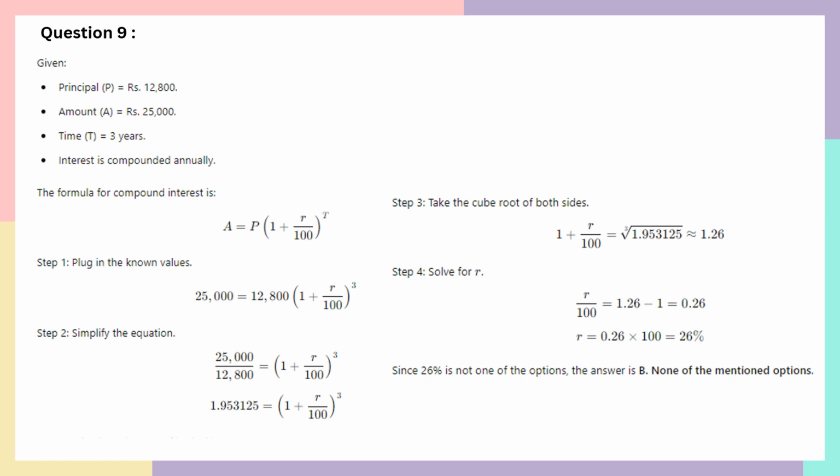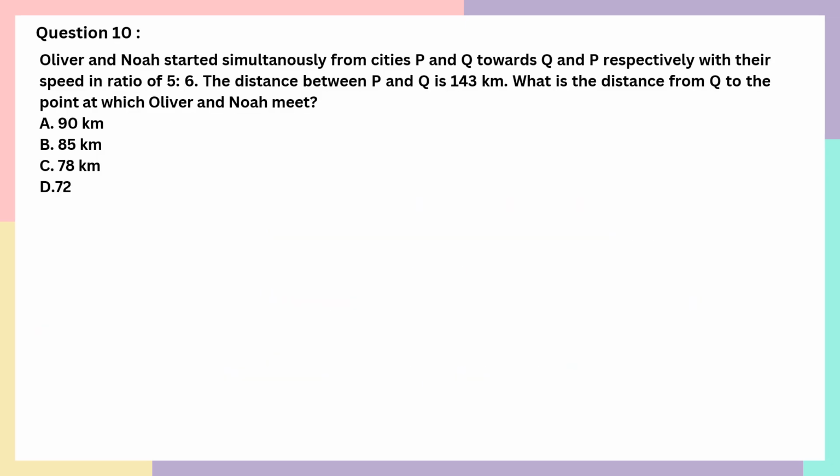Now to simplify this, take the cube root on both sides, which gives 1 plus r upon 100 and the cube root of 1.95, which is similar to 1.26. By cross multiplication, the value of rate of interest is 26%. Since 26% is not in the options, the answer is none of the above.